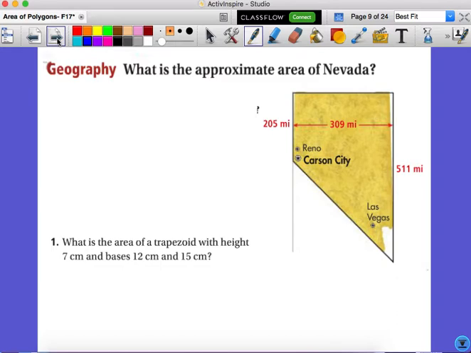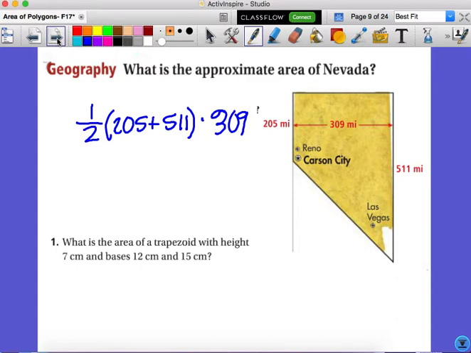So looking at Nevada, we've got our 2 parallel bases here and here. So I'm going to use my formula 1/2 base 1 plus base 2. Doesn't matter which one you call base 1 and 2 because of that commutative property. Times 309. So I've got 1/2 of 205 plus 511 times 309 gives me 110,622 square miles for the approximate area of Nevada. Try the next one on your own and then come back to check.